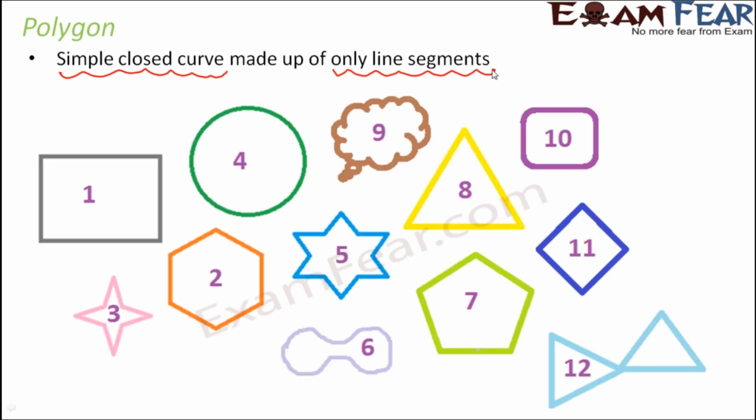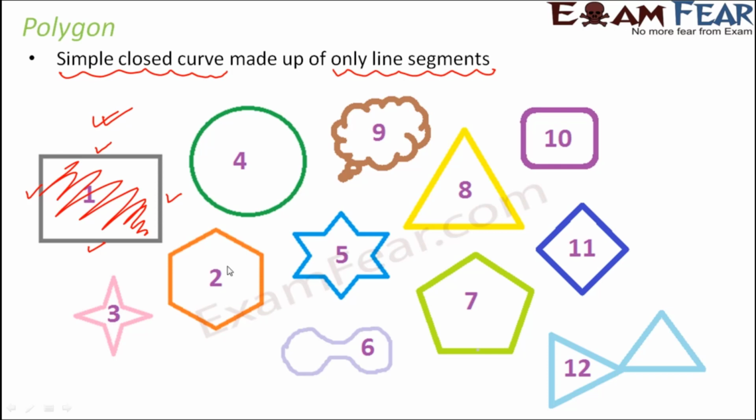The images that you see on the screen, are they all examples of polygon? Let us try to analyze them. The first one, is it simple? Yes, it is a simple curve because it doesn't cross itself anywhere. It is also a closed curve because it encloses a region inside it. And is it only made up of line segments? Yes, that is also true. This is a line segment, this is again a line segment, this is again a line segment. And so 4 line segments together form this simple closed curve. So this is an example of a polygon.